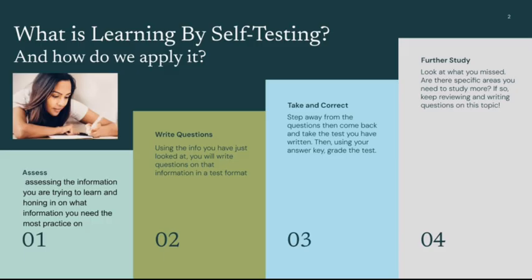Okay, what is learning by self-testing and how do we apply it? So basically, this strategy is also known as retrieval-based learning. First, you must assess the information that you're trying to learn and figure out what the main points are that you need to understand, because you can't write questions without fully understanding the background and what you're trying to understand at the end. Second, you must turn the information into a question with a distinct answer, and then make an answer key. Third, take your test and hide your answer key, answering only by memory and understanding of the information.